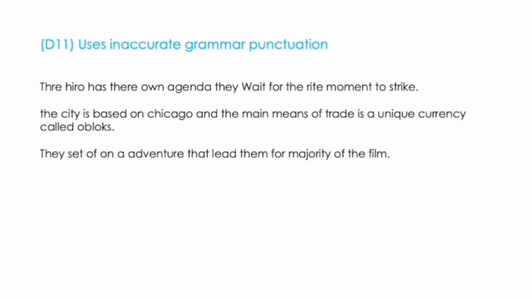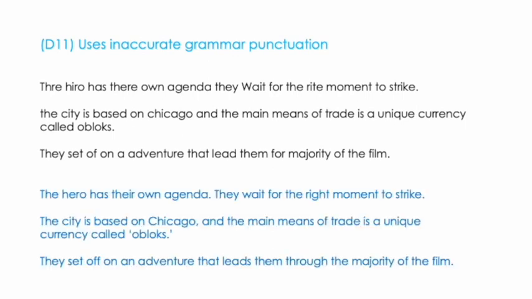Instead of saying an adventure, they've written a adventure, which doesn't sound right. When we read that lead them, we get a sense that there should be an S in there, reading that leads them. And when we talk about words like majority, we often say the majority. Our updated versions are relatively clear-cut in this case.